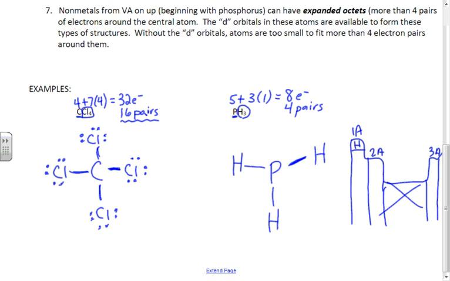Check the middle atom. Phosphorus is not in these 3 groups. It needs a full octet. It needs 8 electrons around it. Right now we have 2, 4, 6, 8. You draw a lone pair of electrons there. And that should be 4 pairs to match what we came up with up above.